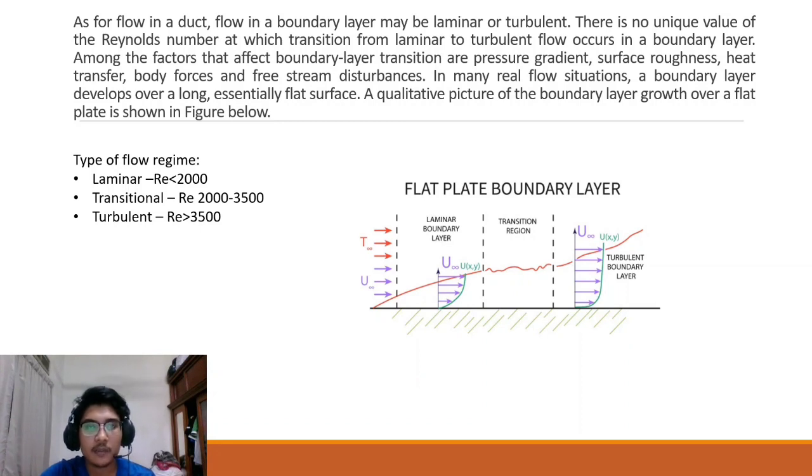There are three types of flow regime. For laminar, the Reynolds number is below 2000. For transition, the Reynolds number is within 2000 to 3500. And for turbulent, the Reynolds number is above 3500.